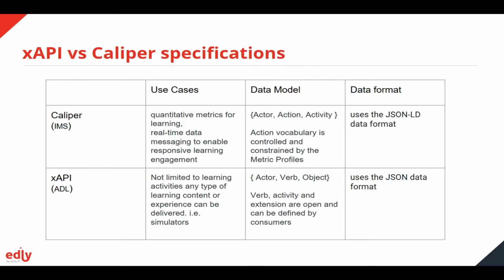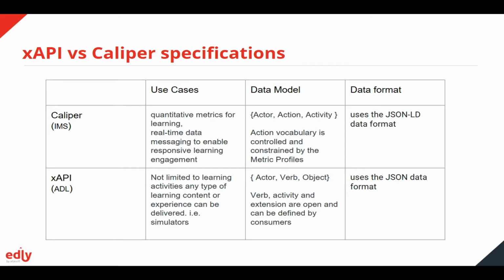Overview of the Caliper and xAPI specifications. Mostly they are similar, but there are a few minor differences. If we come to the use cases, Caliper is mostly used for quantitative metrics and mostly for learning and messaging related data. But xAPI is quite flexible. We can track any kind of activity using xAPI.